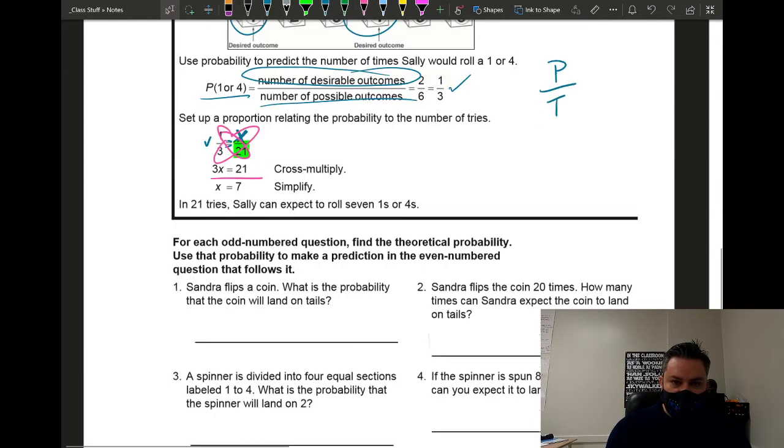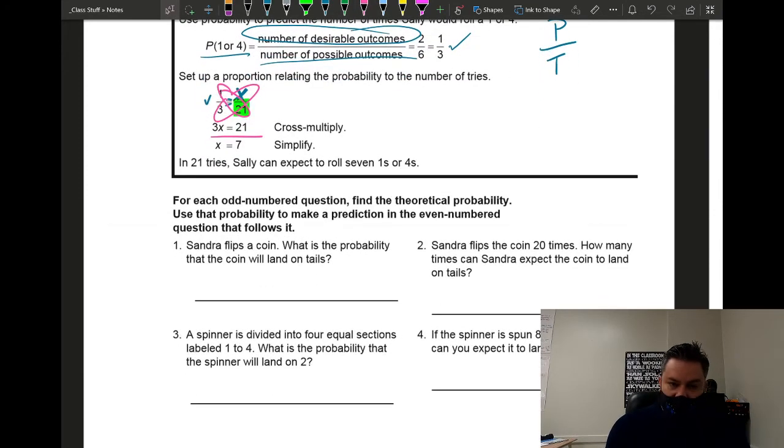That's the theoretical probability making predictions. Now let's look at some examples. 1 is related to 2 and 3 is related to 4. And this is exactly how your assignment is going to be. All of them. The left side, you're going to use whatever is on the left side to do the right side.